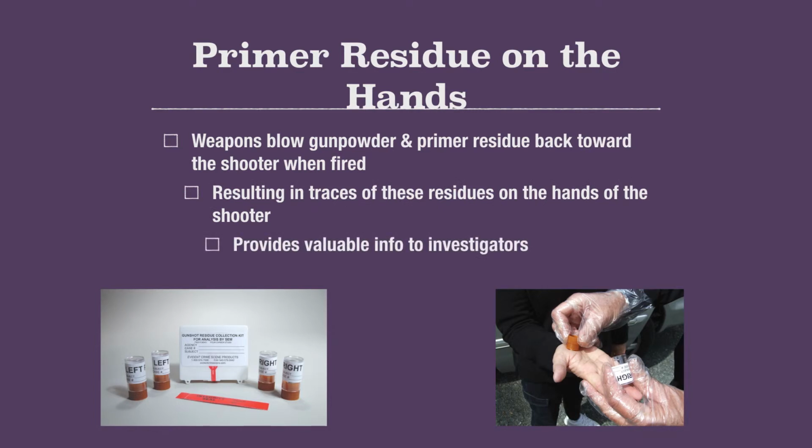We can also identify if a gun has been recently fired. When a weapon is fired, it blows gunpowder and primer residue also back towards the shooter. So it doesn't only come out of the muzzle, it also comes out of the barrel and back onto the shooter's hand. And so the resulting evidence is traces of the residue on the hand of the shooter, and this can provide valuable information to the investigators of who that shooter may have been.